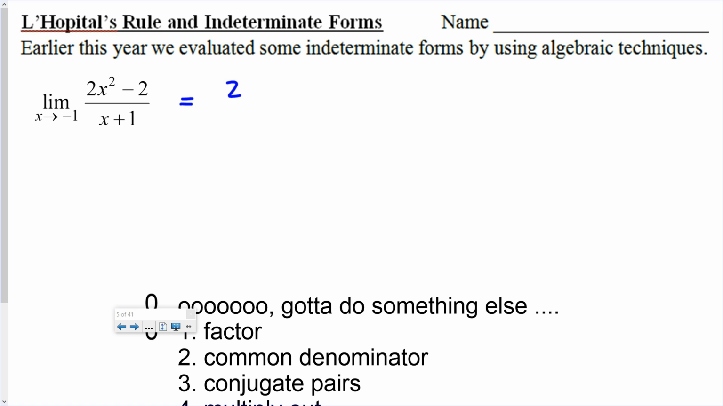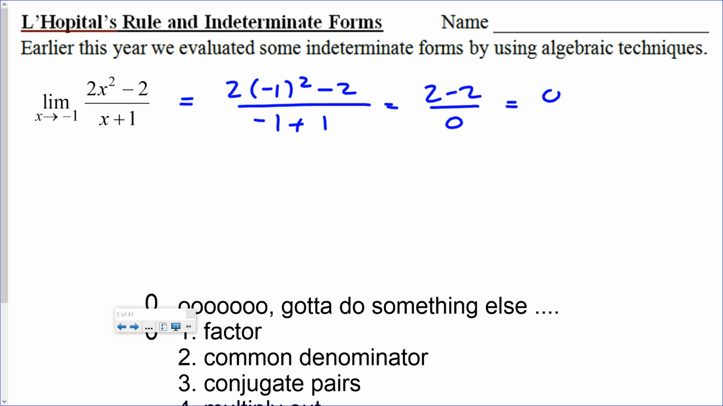So I'm going to plug in. So it's 2 times negative 1 squared minus 2 over negative 1 plus 1. That gives me 2 minus 2 over 0, which gives me 0 over 0. Class? Oh, gotta do something else. What did you do in September? Factor? Okay. So guys, let's go ahead and factor here.